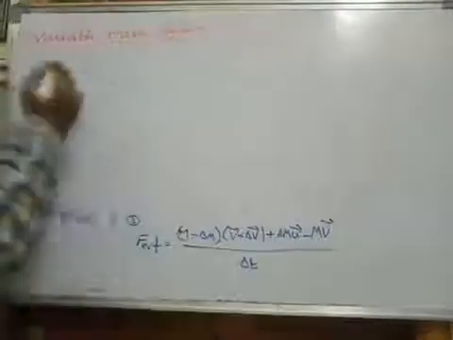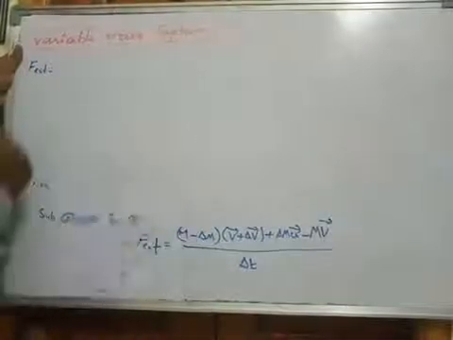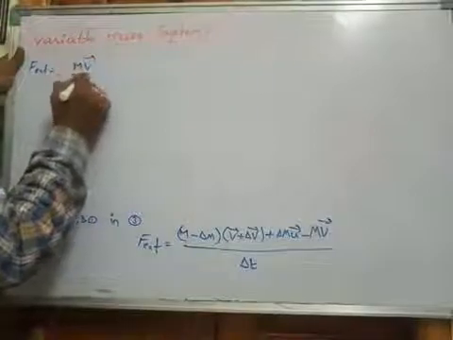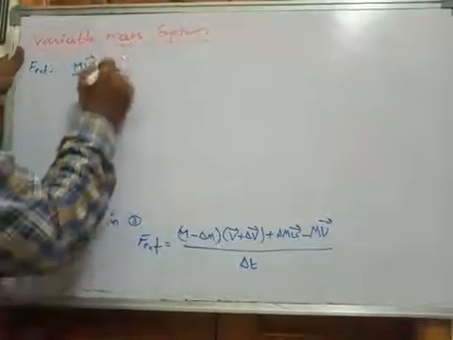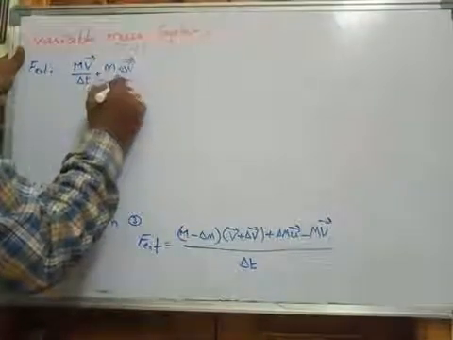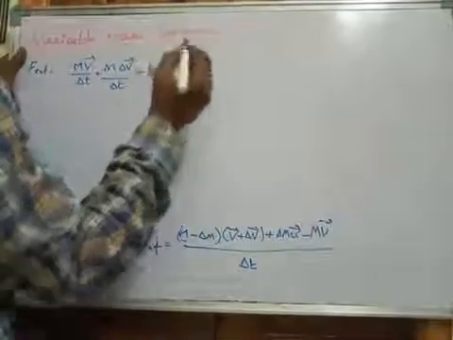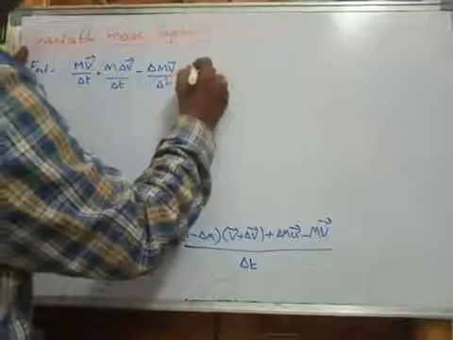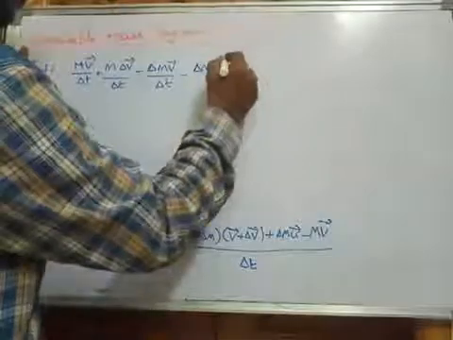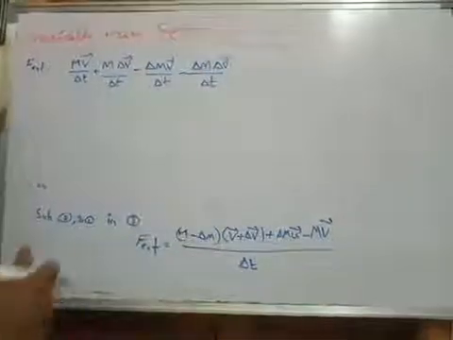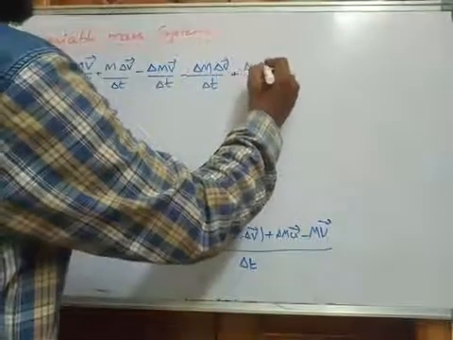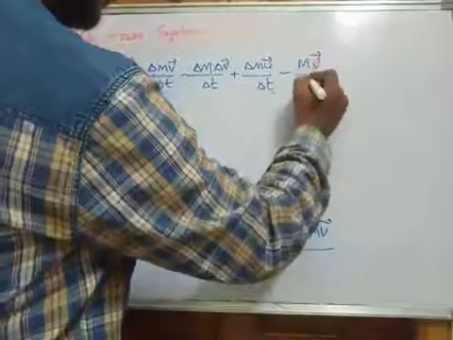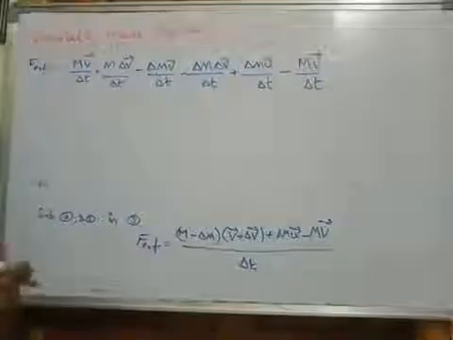Now let us separate the terms here. F external is equal to, multiply inside: m v bar by delta t, then m delta v bar by delta t. Again multiply, minus delta m v bar by delta t, and minus delta m delta v bar by delta t, and plus delta m u bar by delta t, and minus m v bar by delta t. So what happened here? Two terms cancelled each other.